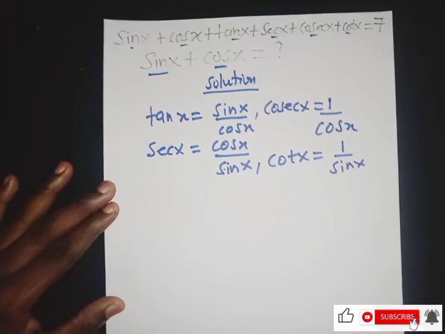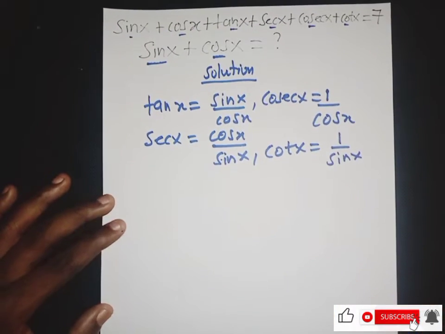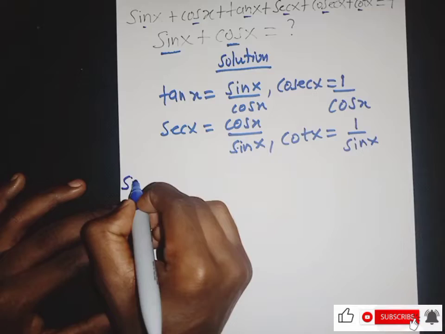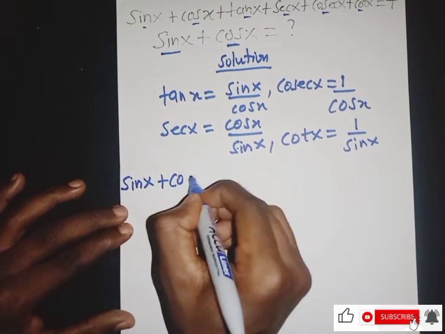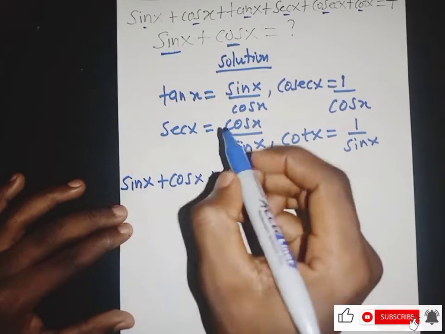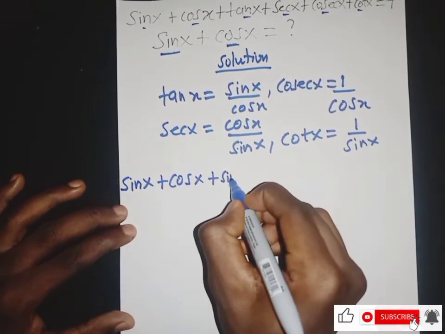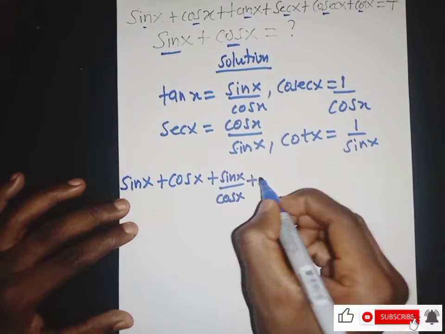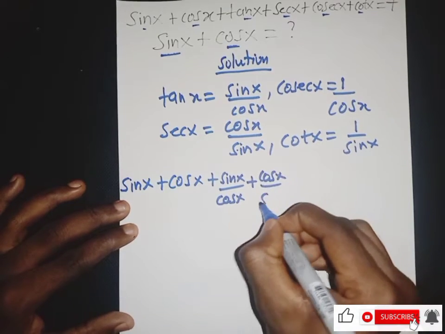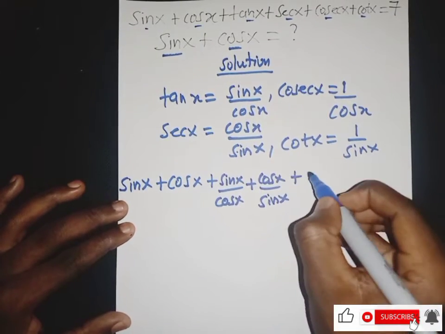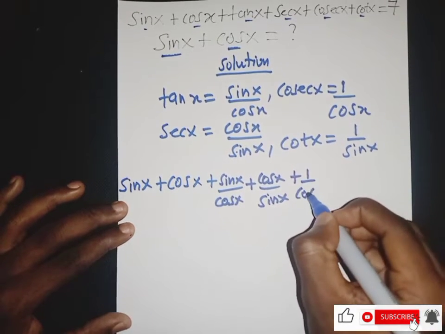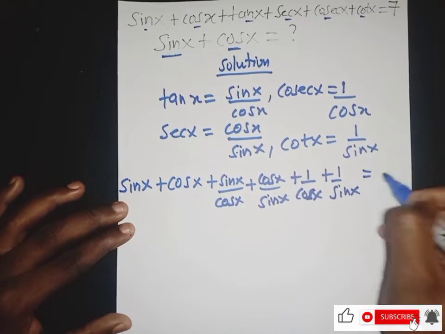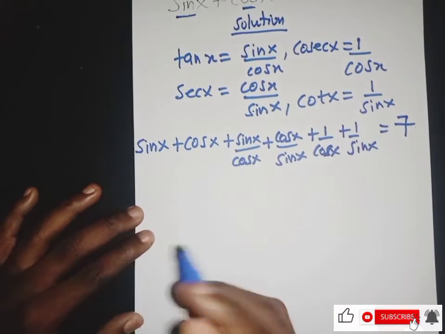So now that we have everything in terms of sine and cos, let's substitute that into the general equation. We have sine x plus cos x, plus tan x, which is sine x divided by cos x, plus cot x, which is cos x divided by sine x, plus sec x, which is 1 over cos x, plus cosec x, which is 1 over sine x, all of that equal to 7. So now let's further simplify that.